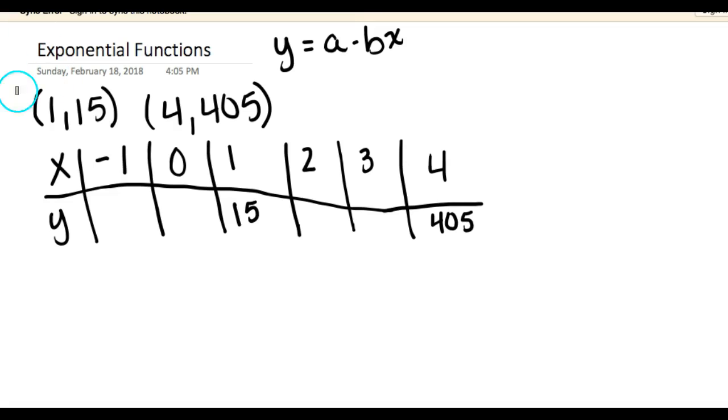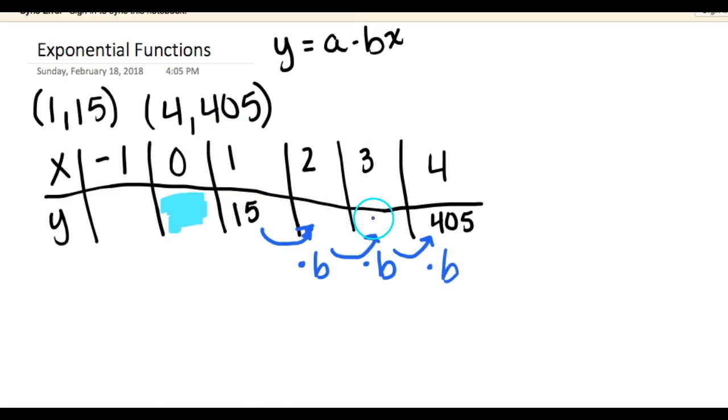In order to find out this value, because remember we need that value because that's going to be our A, we have to find our B value. And remember that B value just means it's a change. So to get to the next one, we would have to multiply it by whatever B is. And then we'd have to multiply that by whatever B is, and again by whatever B is. So really you're multiplying 15 times B times B times B to get to 405.